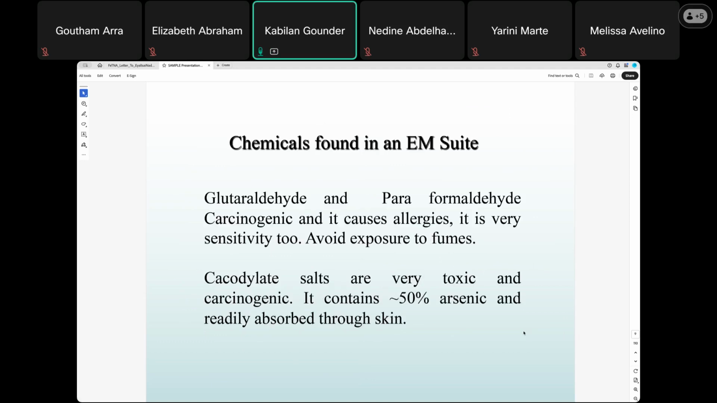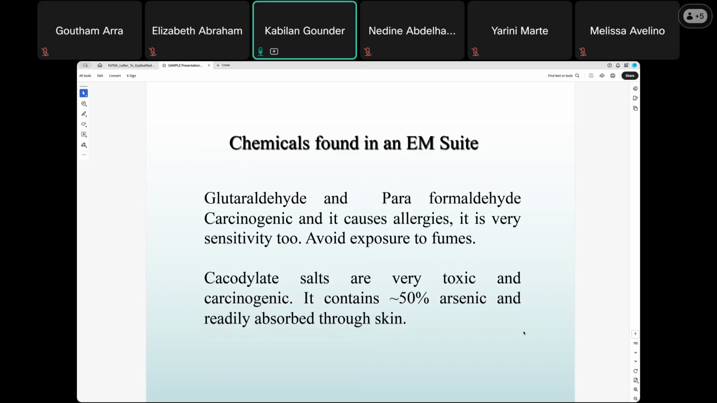So many chemicals, when you enter the lab, you can see different chemicals. That's glutaraldehyde, paraformaldehyde. These are two important chemicals for microscopy. They are used as preservatives. When you are exposed to a higher concentration, this will be carcinogenic. It causes allergies in some people and high sensitivity too. So make sure that we always use these chemicals in the hood.